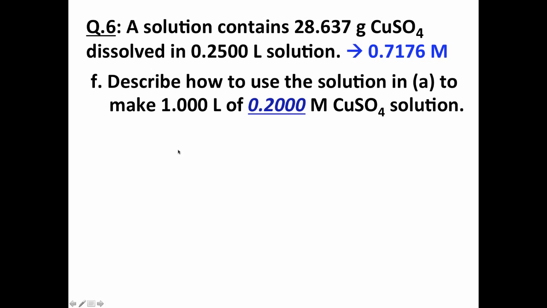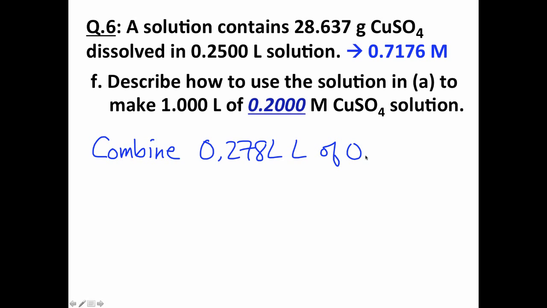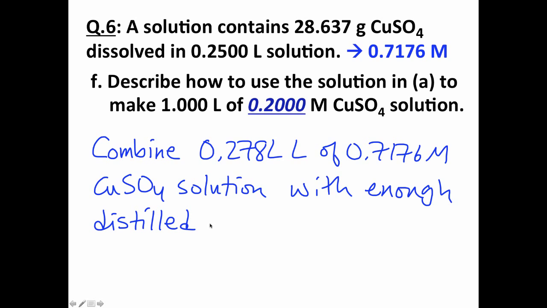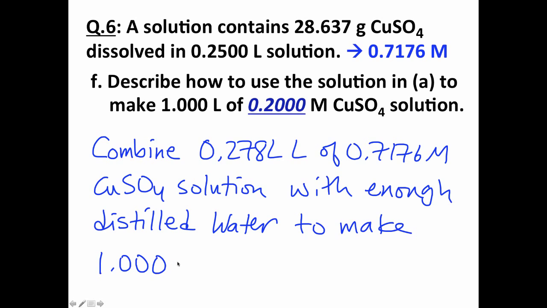Now, how do we actually make this? Well, what we're going to do is start with our 0.2787 liters of the more concentrated 0.7176 molar copper sulfate solution, and we're going to take that and combine it with enough water, and typically we use distilled water, pure water, purified water, and we would like to make a total of 1 liter of our new, more dilute solution.